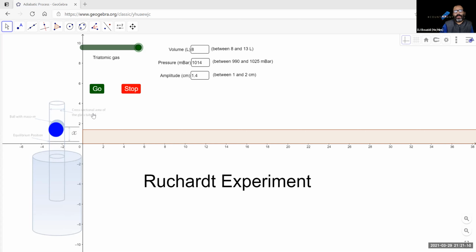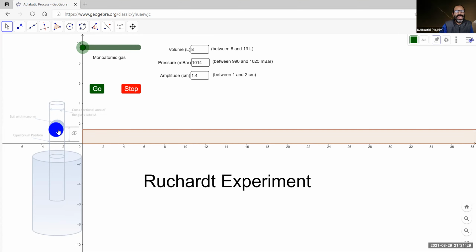And right now, it's a triatomic gas. So if we can change it to a monoatomic gas, now it's a monoatomic gas. This is the different gamma. Then this one, which is a diatomic gas, and this one that is triatomic gas. So we're going to go back into that gas.